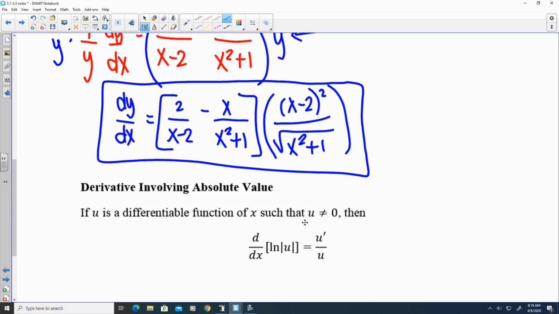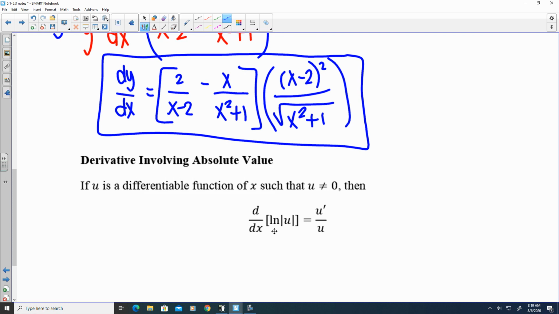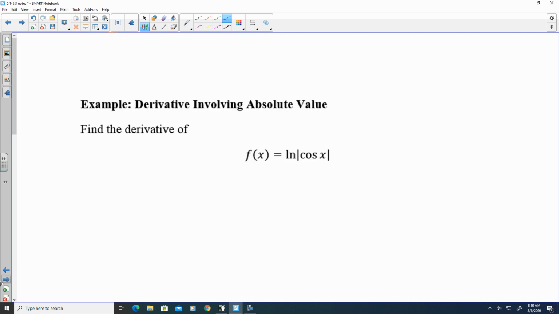Okay, so here's a little unique one. If we're doing the natural log of the absolute value of u, it looks like my answer is literally exactly the same as if it was just natural log u. So just know that that absolute value is not going to change it. Normally we can't take the derivative of absolute value things, but as long as it's inside of a natural log, you're going to treat it like it's not even there, which is really interesting. You'll see why in the next section.